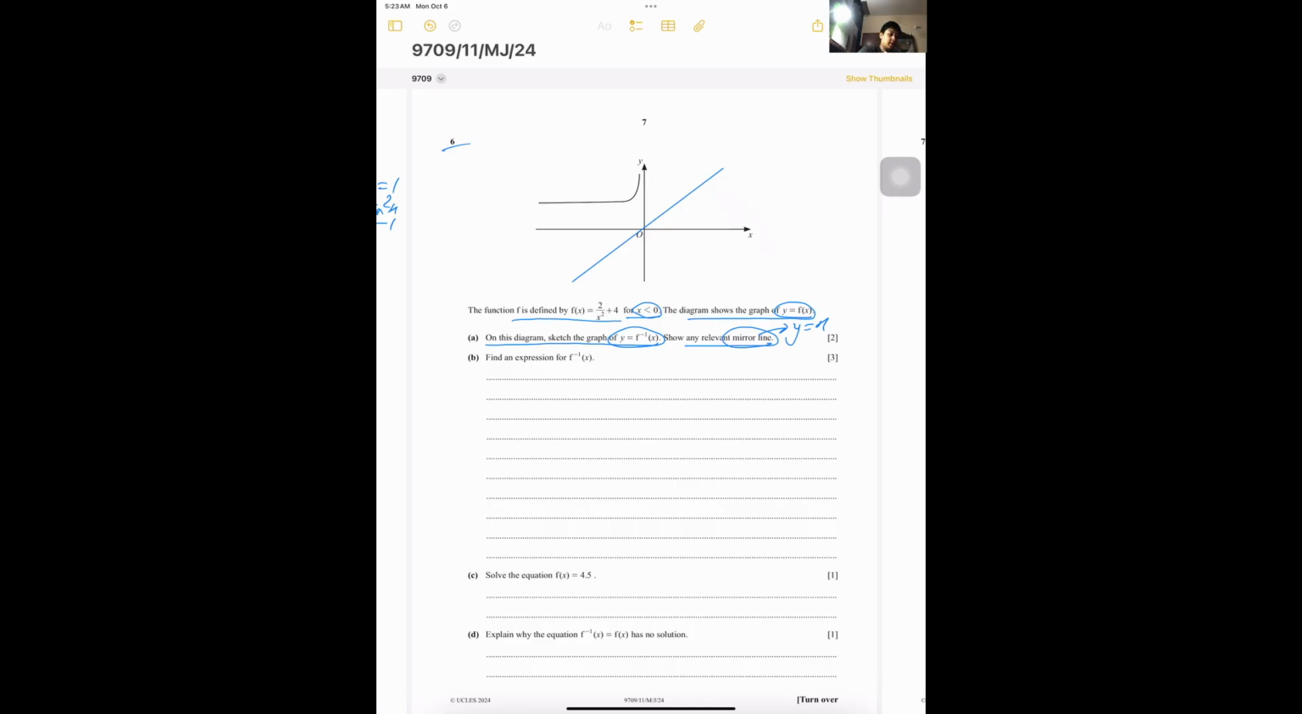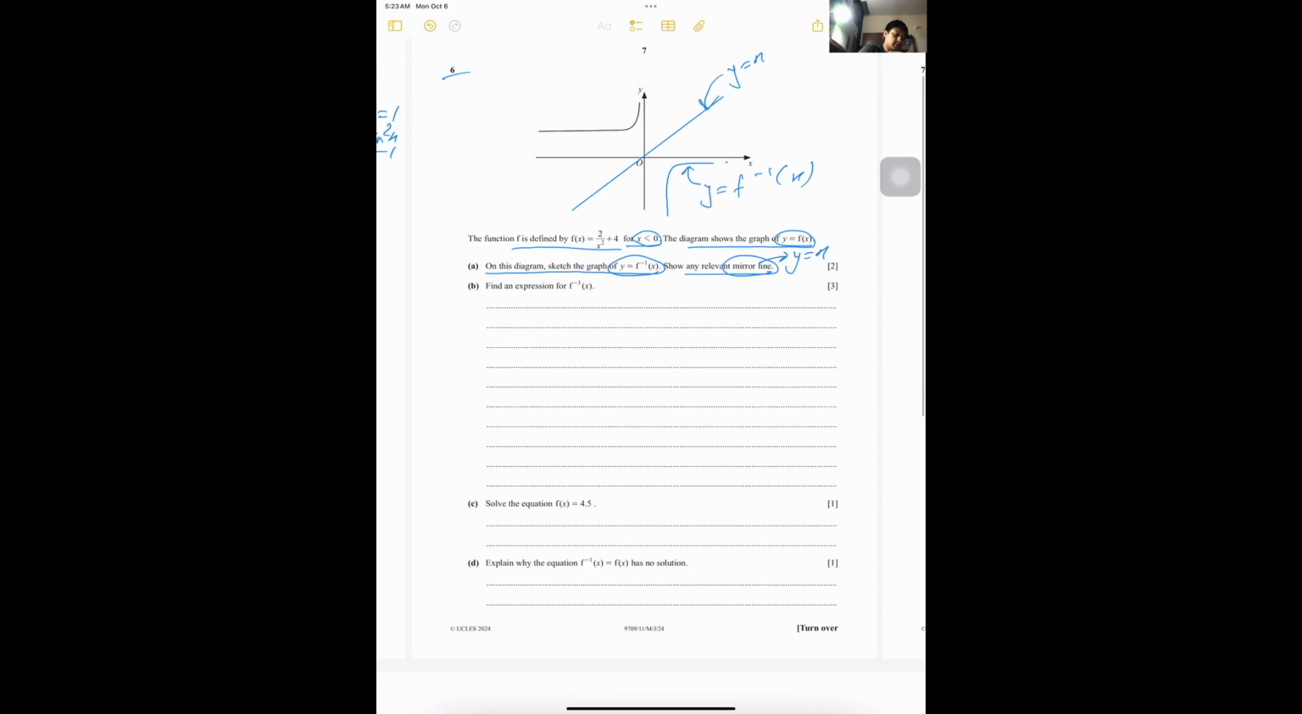Right, this should work. So label this as y equal to x, and then let's try to draw kind of that. You people should definitely try to draw it more nicely. Okay. Find an expression for f inverse of x.